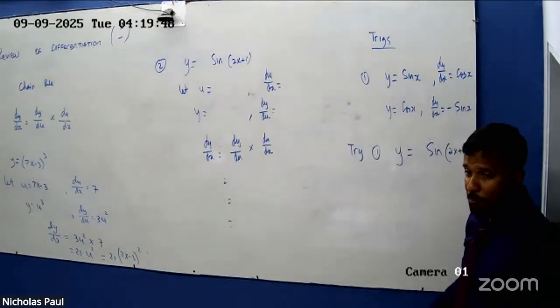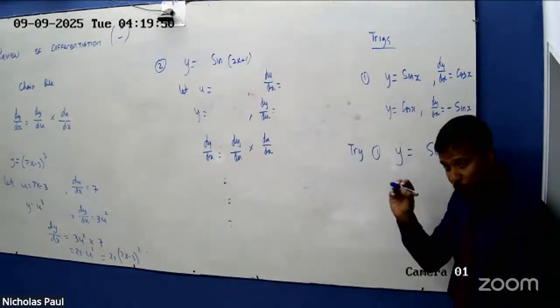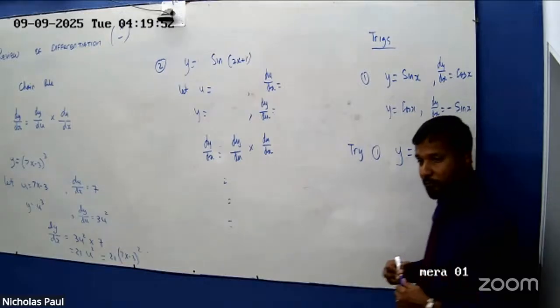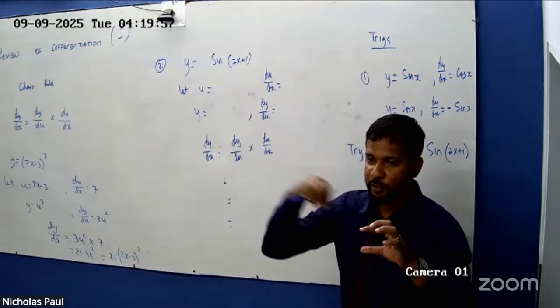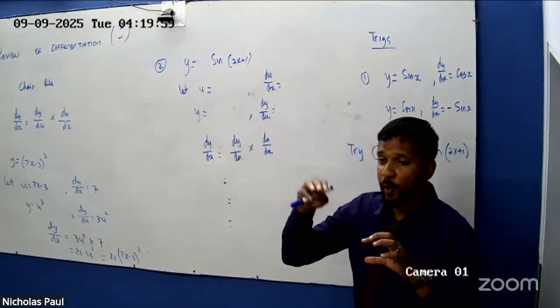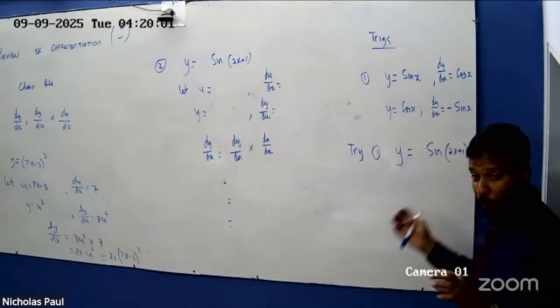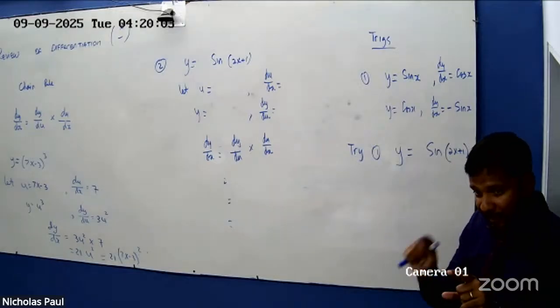Done? Remember, your final answer should not have u in it. If it has a u, take it off and put what you made the substitution as. So if u was 2x plus 1, take off the u and write in bracket 2x plus 1.